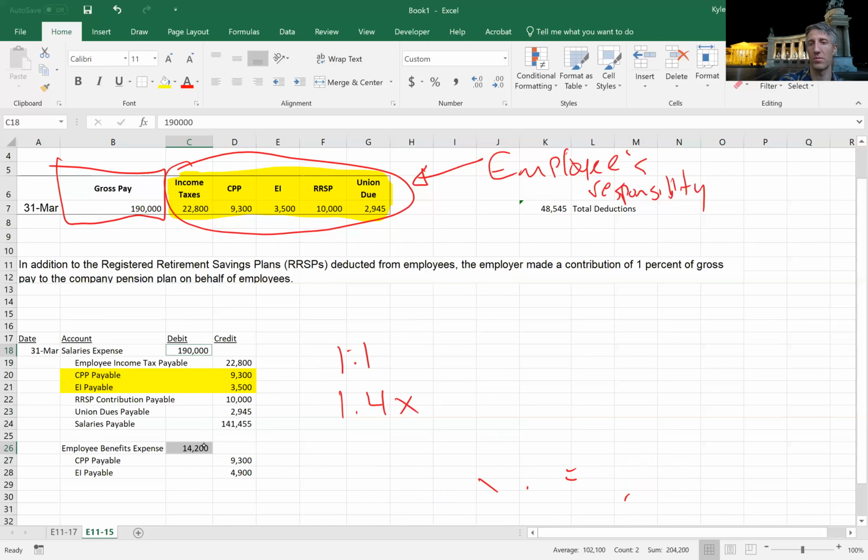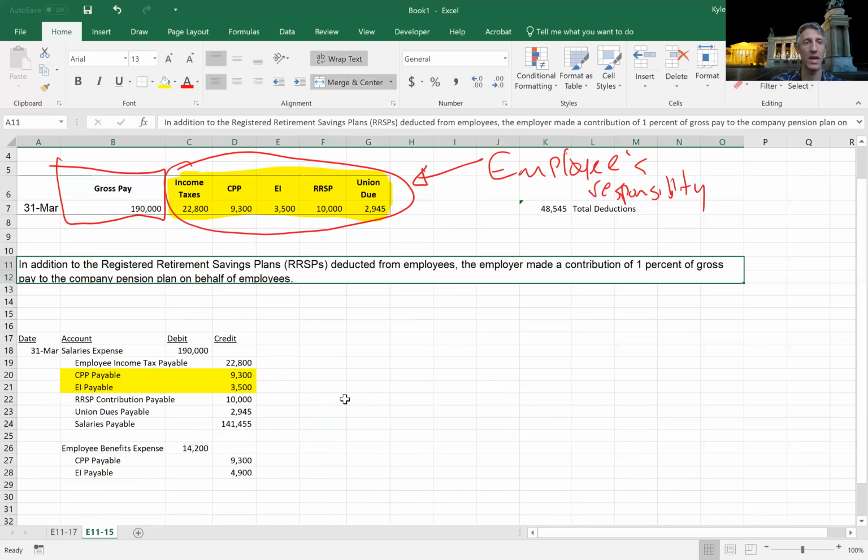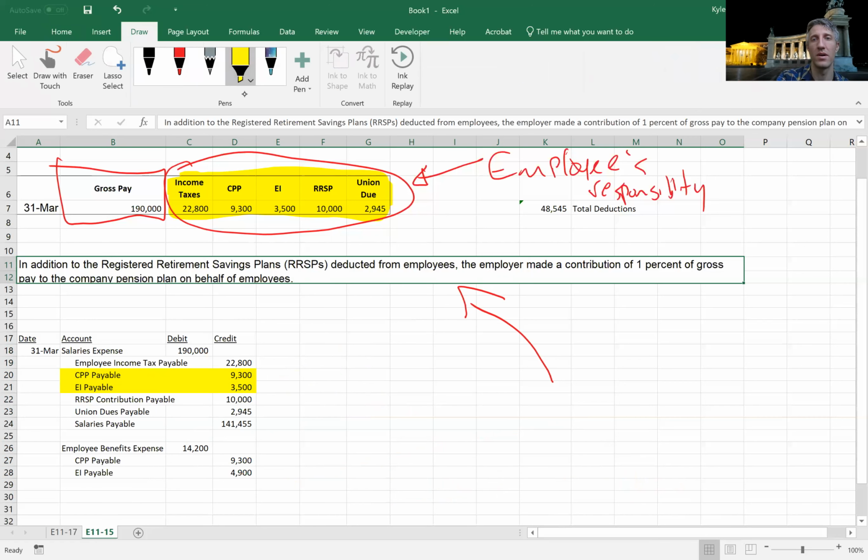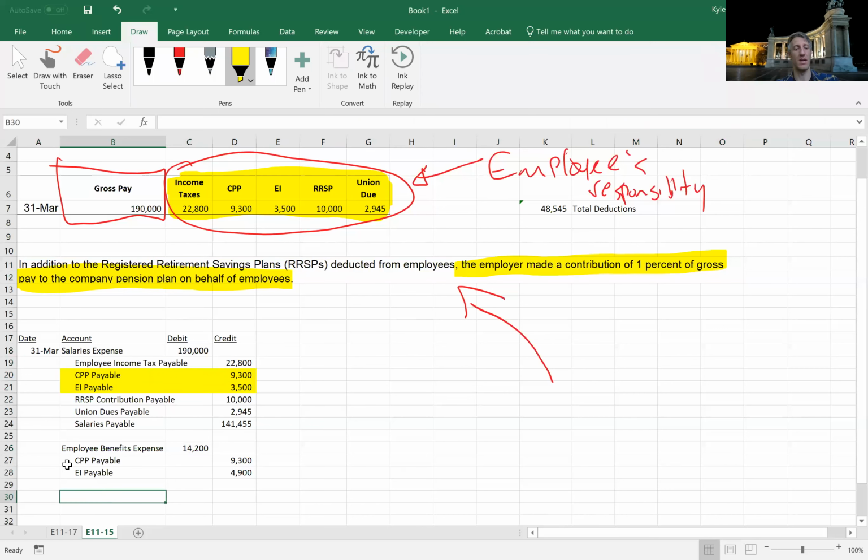Okay, we're almost done this problem. There's just one more journal entry. And the final one came from the additional information that we were given down below. The employer made a contribution of 1% of gross pay to the company pension plan on behalf of the employee. So this employer has a pension plan that they've established. They contribute to it on a regular basis. So this is another benefit that we have.